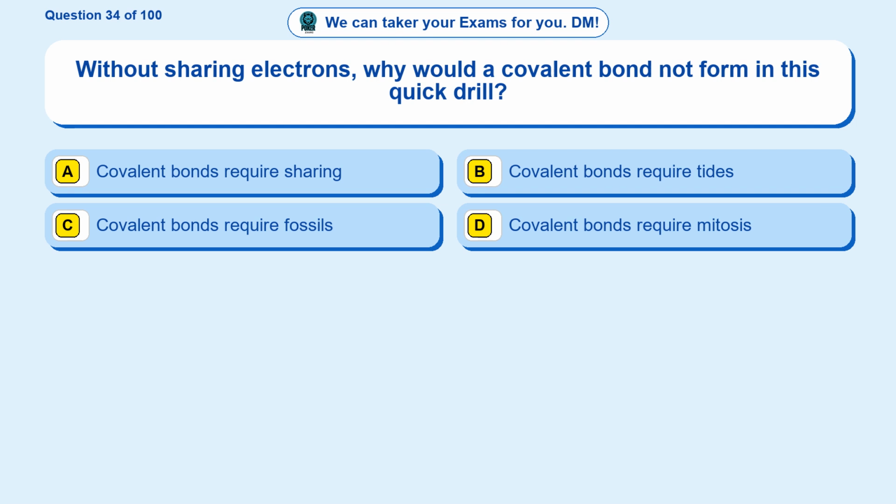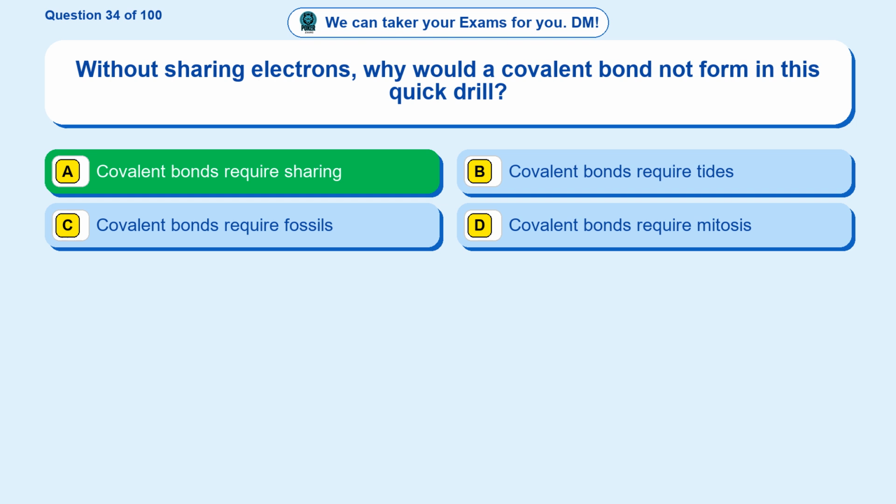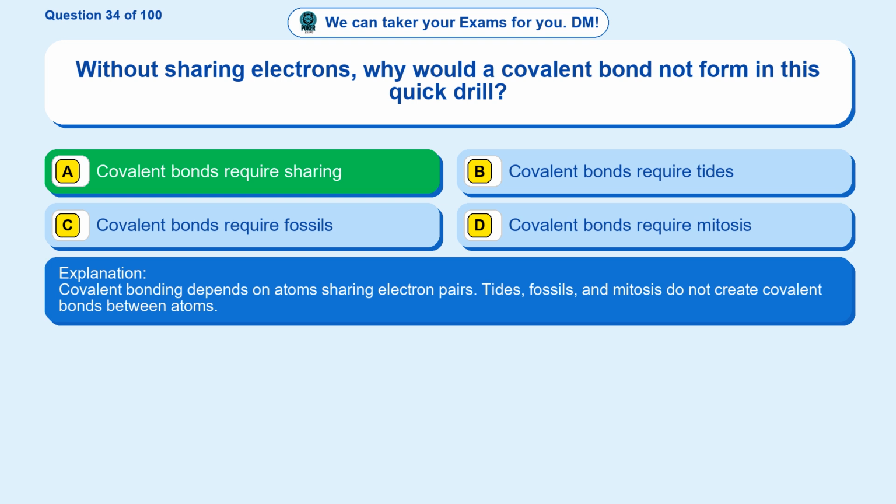Question 34. Without sharing electrons, why would a covalent bond not form in this quick drill? Option A, covalent bonds require sharing. Option B, covalent bonds require tides. Option C, covalent bonds require fossils. Option D, covalent bonds require mitosis. The correct answer is option A. Covalent bonds require sharing. Covalent bonding depends on atoms sharing electron pairs. Tides, fossils, and mitosis do not create covalent bonds between atoms.